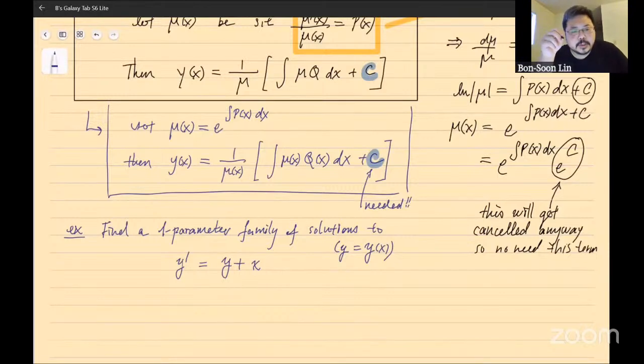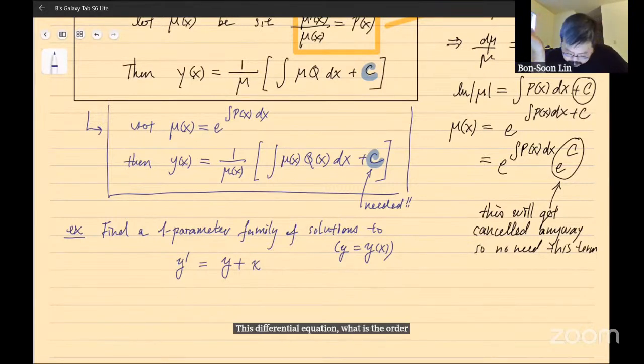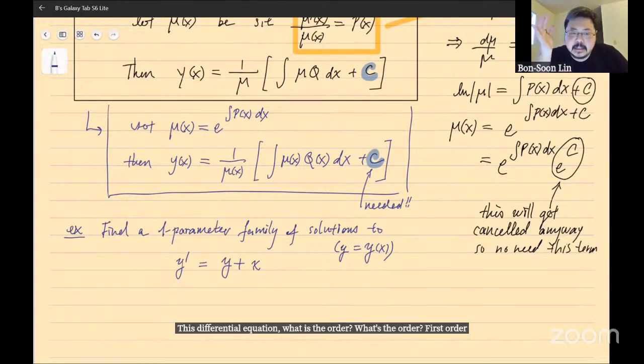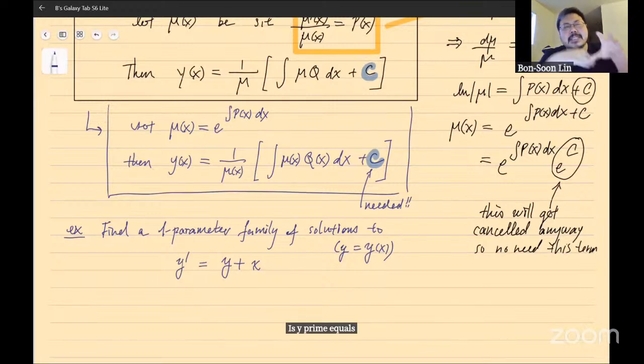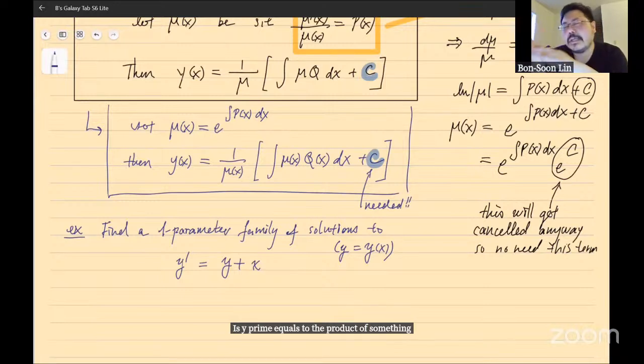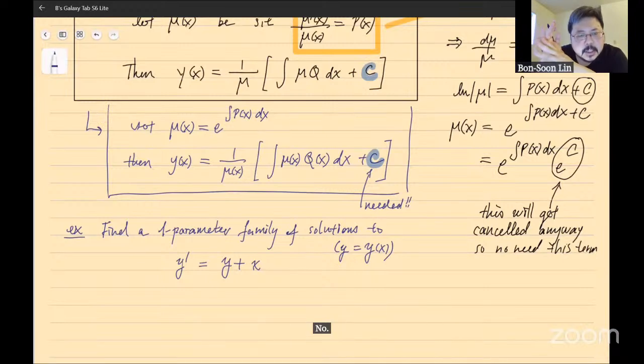This differential equation, what is the order? First order. Is it separable? Is y prime equal to the product of something in x times something in y only? No. It's not separable. So the method of separation of variables fails, but it is linear.